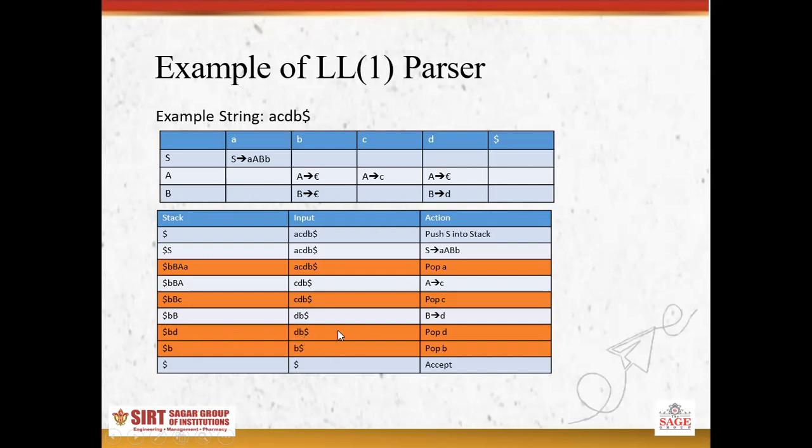So we pop the d, matching d with d. Now what do we have in the stack? Only small b. And what is the input string? The input string is small b. Hence, b is popped out from the stack. Now in the stack we have dollar, and the end of the string, because dollar is here. So hence, the given string is accepted by this parser.